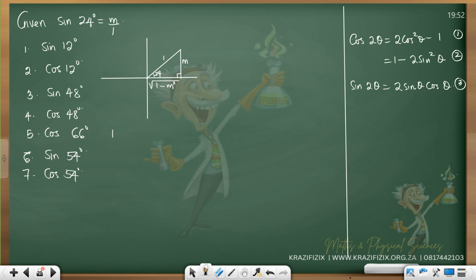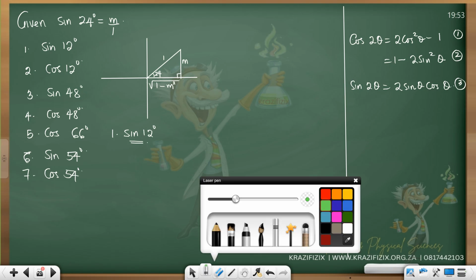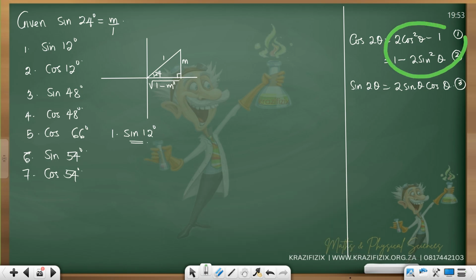Number 1, sine 12. What do I do to get sine 12? Guys, I want you to listen. If it's a half angle, keep your eyes here on the right hand side. Half is on the right. Keep your eyes on that side. That is where you are going to find half. Here you are going to find your double. What do I mean? Do you see I'm looking for sine? I'll use number 2. That's where sine is.